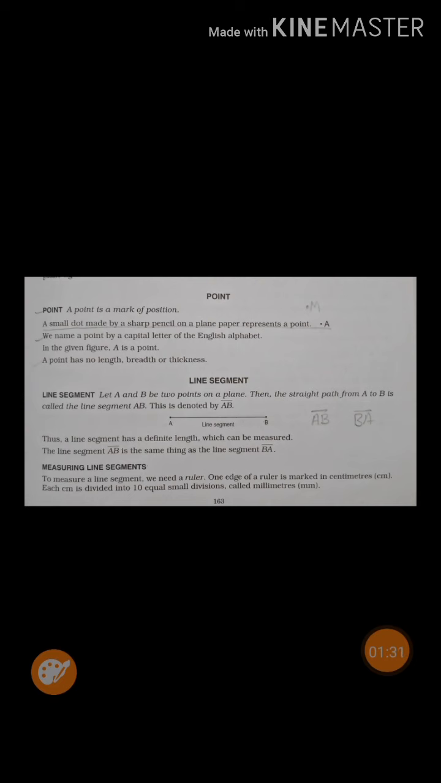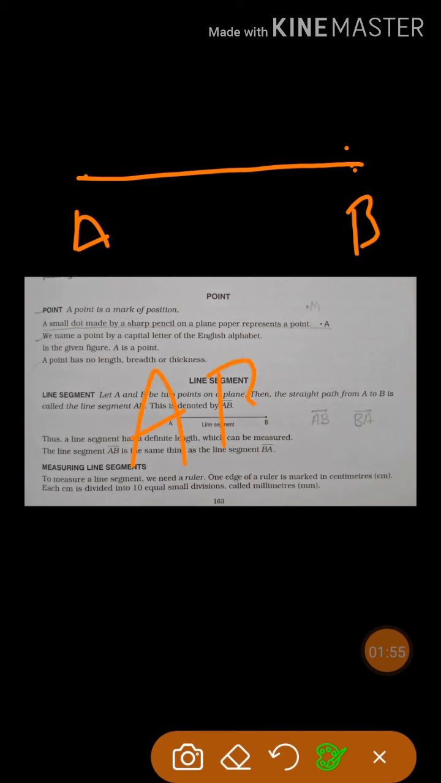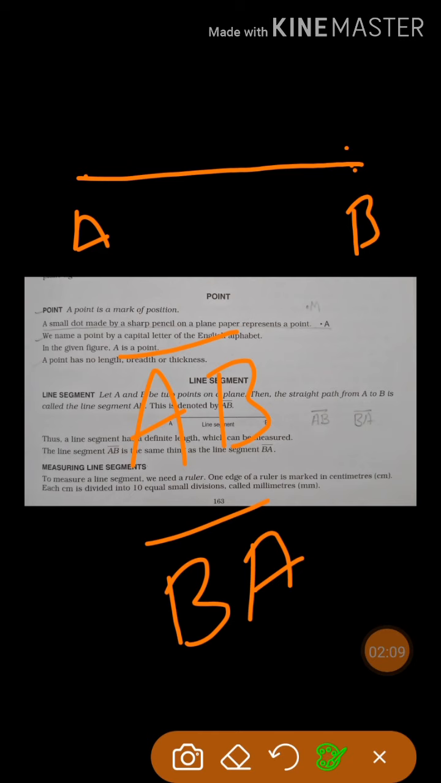Now come to the next, the line segment. If there are two points on a plane, this is point A and this is point B, then the straight path from A to B is a line segment. We denote a line segment in this way: AB, and we make a line over it. It is very important to draw the line over it. It shows that it is a line segment. We can write AB as BA also. Both are the same thing.